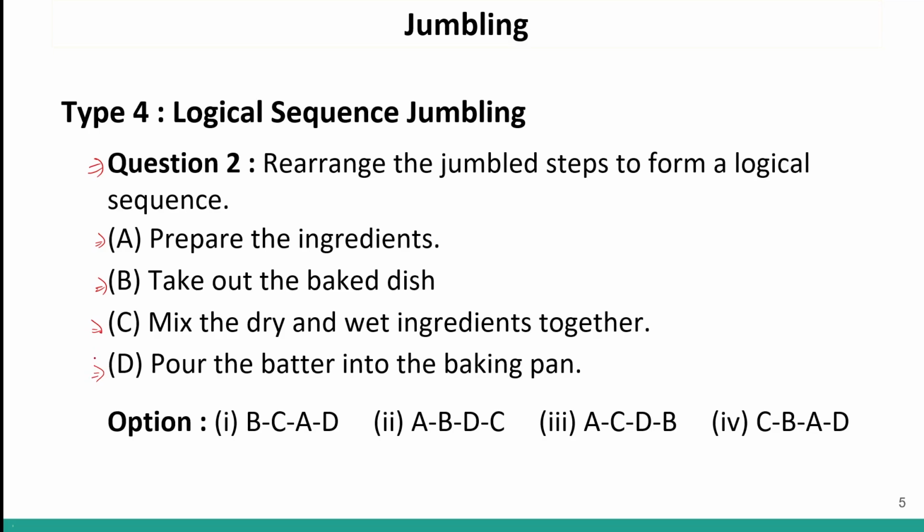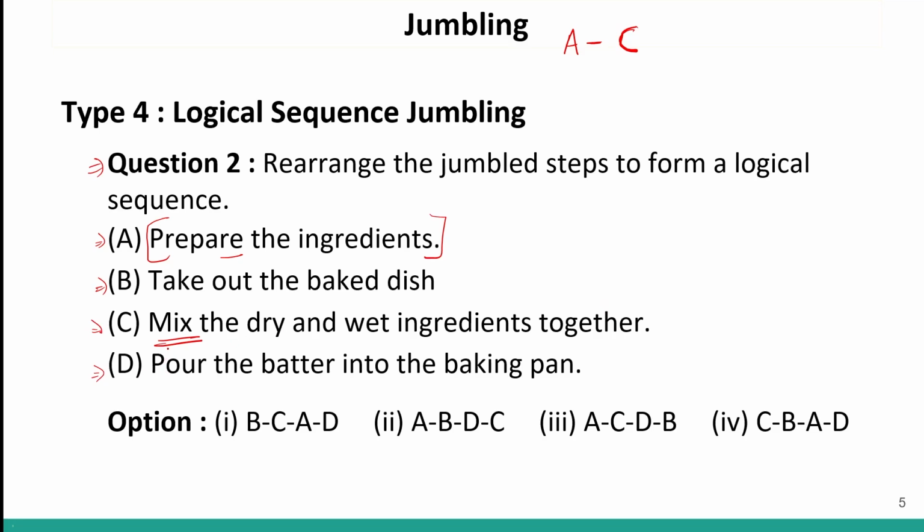So, if you know cooking, you know that the first step you do is to prepare your ingredients. Without having the ingredients, can we cook something? No, we cannot cook unless we have the ingredients. So, the first logical step will be to prepare the ingredients. Then we'll mix the ingredients. I have my ingredients, then I have to mix them together to create a dish, right? So the next logical step will be C, which is to mix the dry and the wet ingredients together.